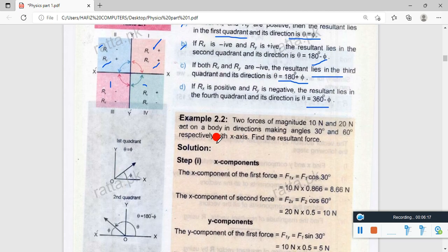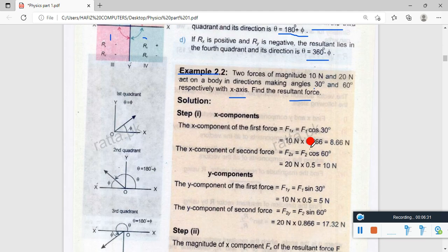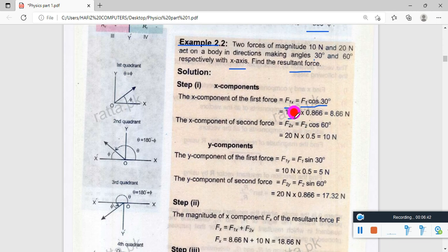So here is an example, example number 2.2. Two forces of magnitude 10 Newton and 20 Newton act on a body in directions making angles of 30 degrees and 60 degrees with the x-axis. Find the resultant force. Following the above steps, we first write the x components of the forces. The x component F1x is F1 cos theta. F1 is 10 Newton and cos 30 is 0.866, so it comes out to be 8.66 Newton.